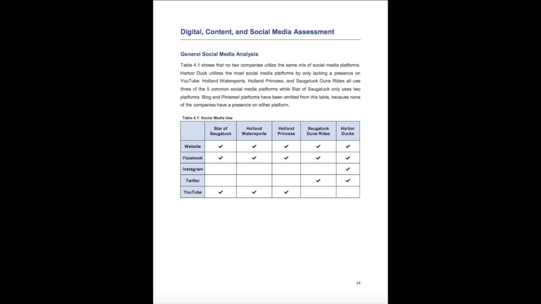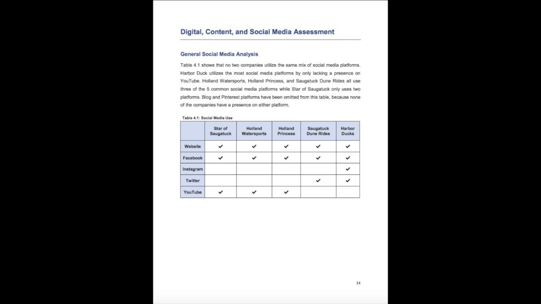The digital content and social media assessment was one of our bigger sections because we believe this is something to be looked at as an opportunity for growth. All 5 companies had some form of social media, but none of these companies were utilizing their platforms as well as they should be. We broke down this assessment into 7 sections.